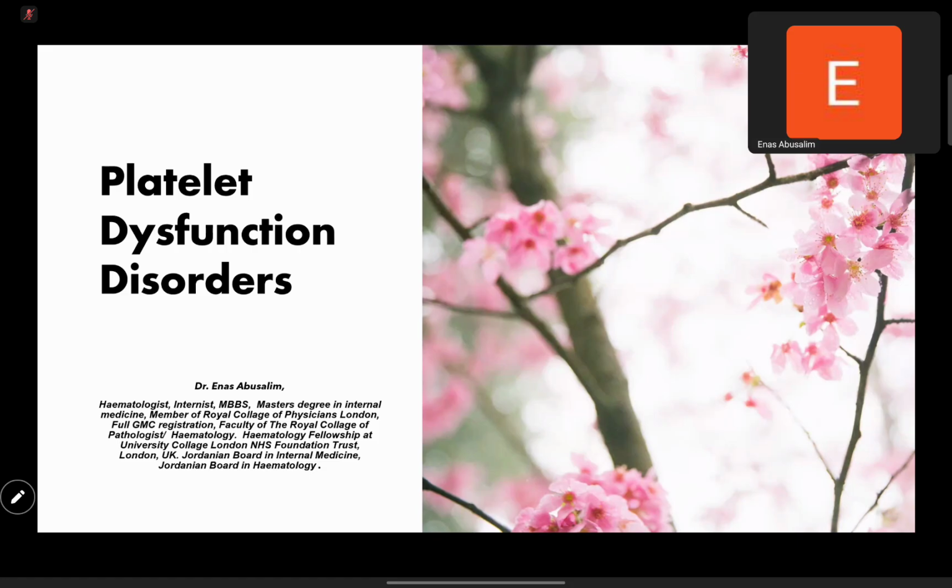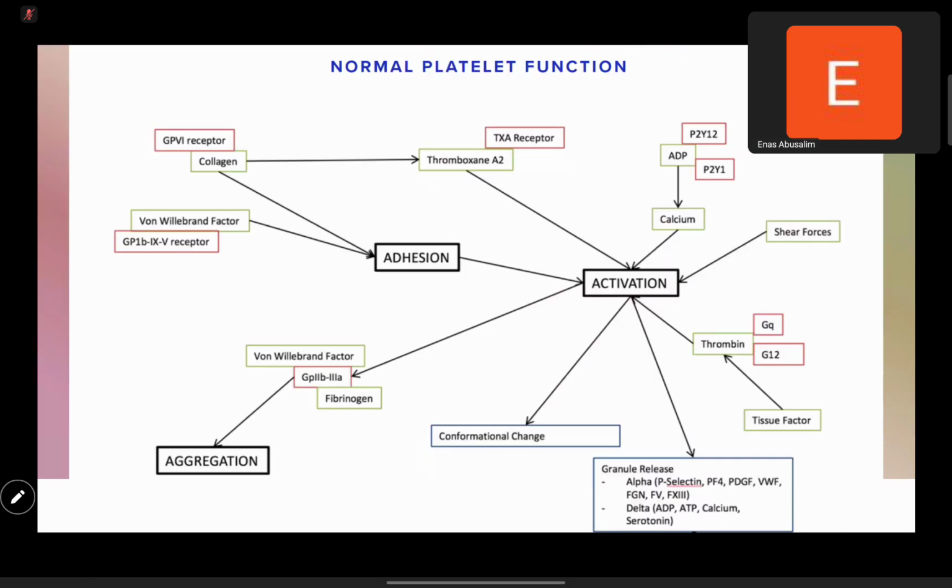All right. So let's continue. This is just a review or revision of the platelet function. We know that we have primary hemostasis and secondary hemostasis when someone bleeds or has an injury to the endothelium. Primary hemostasis is mainly a function of platelets and von Willebrand factor and subendothelial collagen.